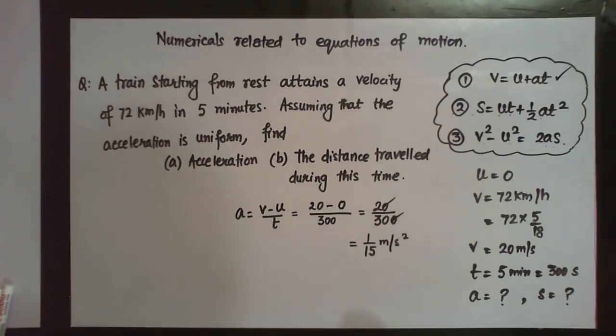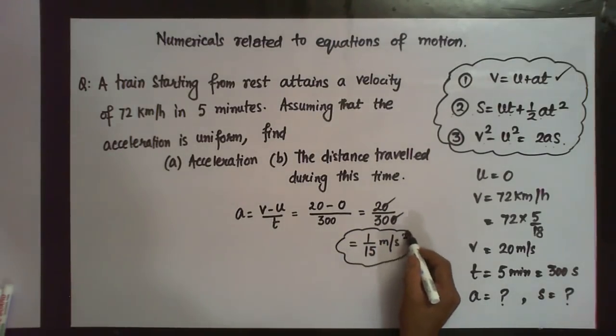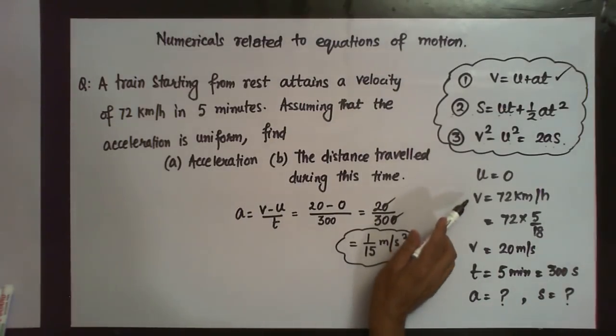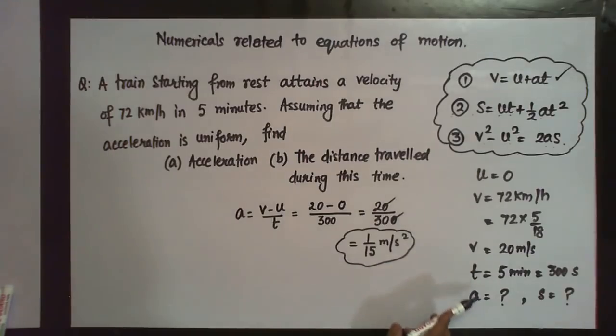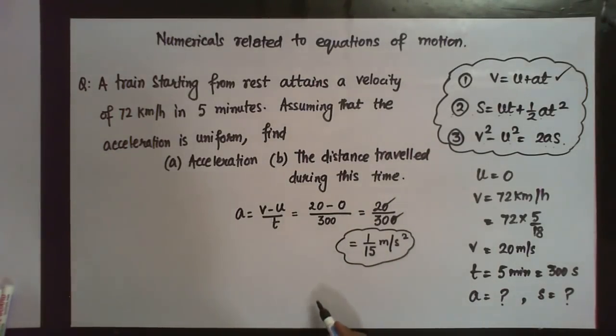Now you can keep the answer in fractions also. So let us keep it in fractions. I think it would be easier for us to calculate the next part of the question, S. Now you have known u, v, t, and a is also known. You can calculate S. So which equation can be used? You can use second or third, anything. Okay, so let us use the second equation.